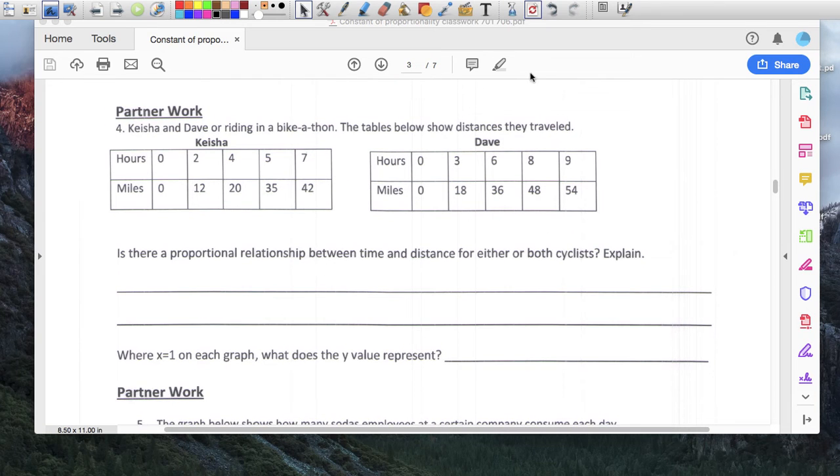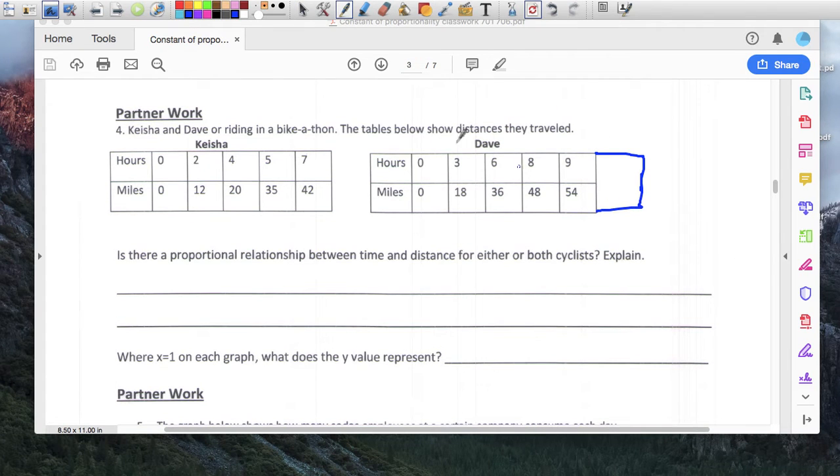What does x and y represent on each graph? Well, you can always create a box. We knew that this was x and this was y. So let's create another box and put a 1 here. In 1 hour, how much does he ride? We know that the relationship was 6, so definitely 6 miles.